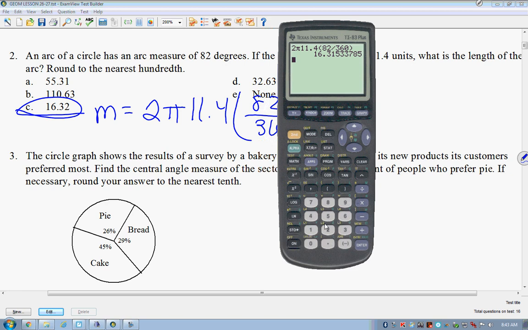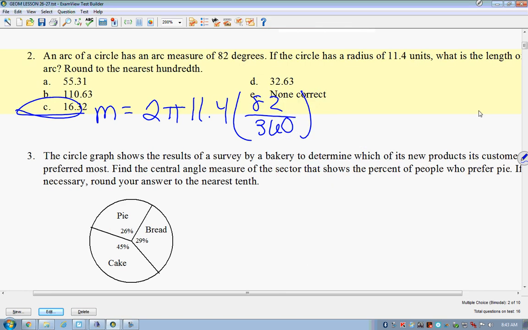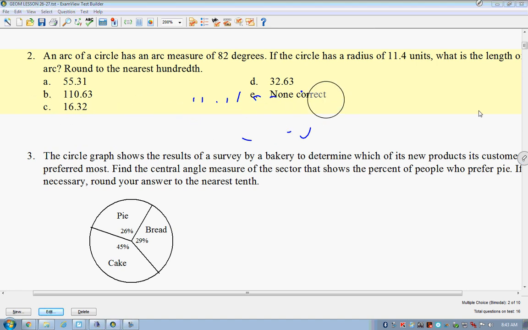Okay? Does that make sense? We understand what we're doing there? In area of a sector, the only thing that changes is that instead of having the circumference formula out front of my measure over 360, I'm going to use the area formula, so pi r squared times measure over 360. That's the only difference.